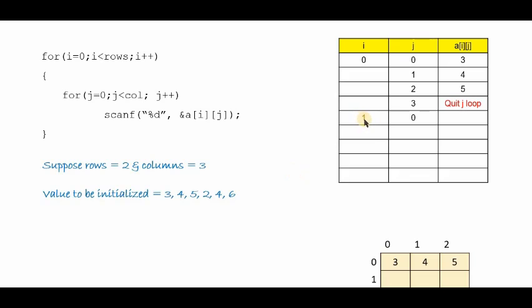Now the value of i is 1. i is less than the number of rows, that is 2. So we enter the loop once again. Once again we are going to execute the entire j loop for all values from j equals 0 until the value of j is less than 3. So let me just quickly go through this procedure. The value of j is 0. We scan the value of a of 1 0 and we initialize the array with the contents. Next the value of j becomes 1. We read the value, a of 1 1 is set to 4. Next the value of j is incremented to 2. The value of a of 1 2 is initialized to 6.